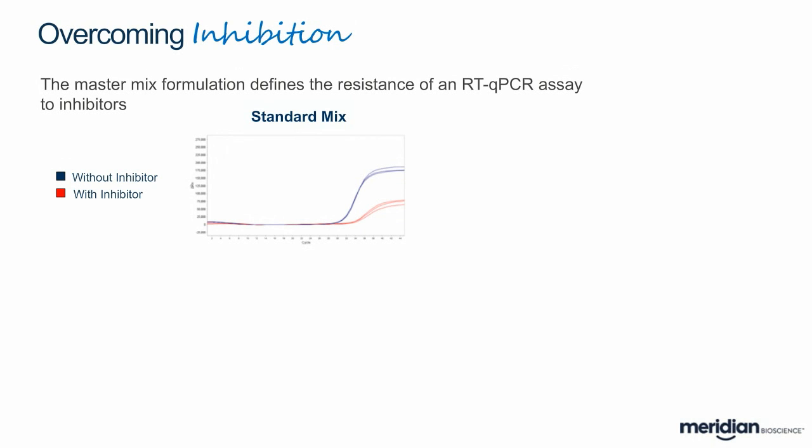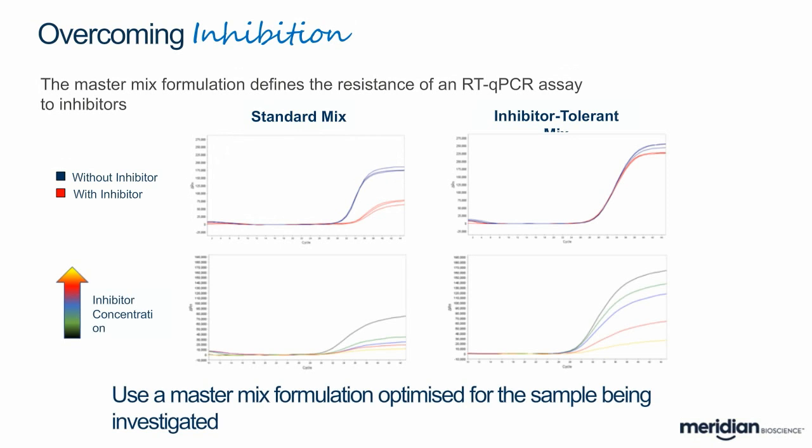So how do we overcome inhibition? One way is to consider the master mix. The formulation of the master mix can be crucial to tolerating the effects of the complex challenges of inhibition. As you can see here, we compare how a standard master mix compares to an inhibitor-tolerant one. Below, you can see that with increasing inhibitor concentration, the decrease in signal strength and delay in CT is much faster than in the standard master mix.